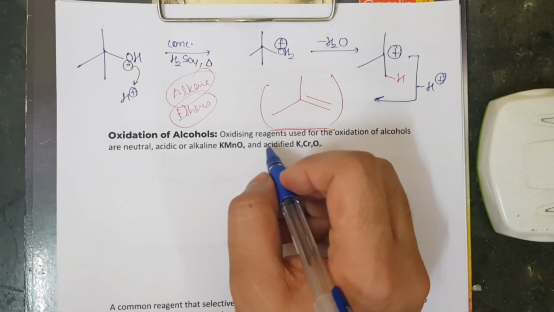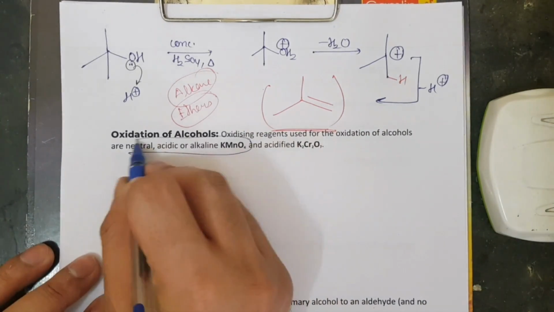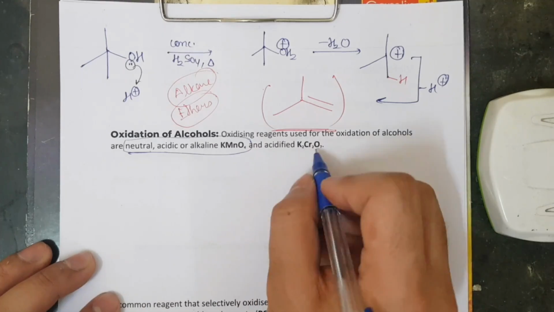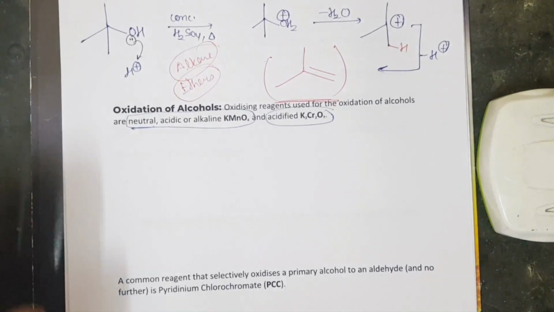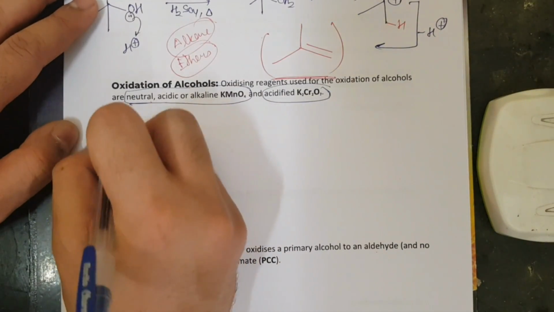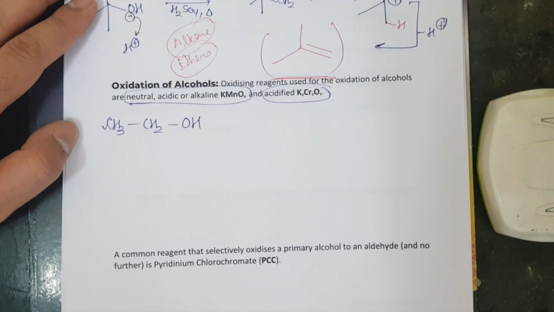Now the oxidizing agents which are used are neutral, acidic or alkaline KMnO4, any of these three can be used, and acidified K2Cr2O7. So first of all, how does oxidation happen? You need to understand that. We have CH3CH2OH. This compound has been given.